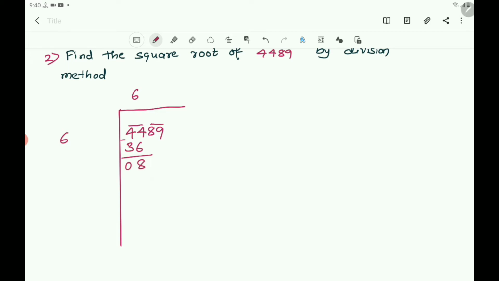Take down the next group, 89. Here what you have to do? Add the same number or double it. So you will get 12.